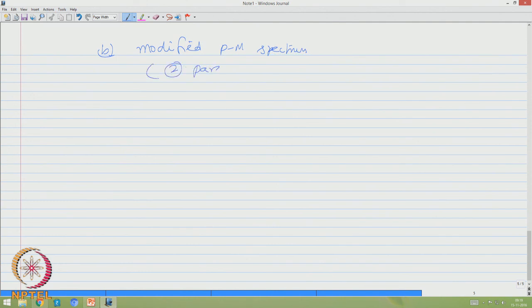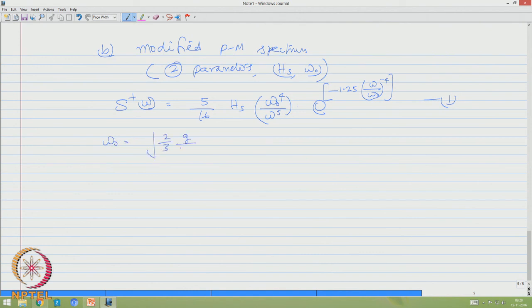This has two parameters, namely significant wave height and peak frequency. This equation is given by, where in this equation the peak frequency is given by 2/3 of g by UW, Hs is significant wave height, and UW is the mean wind velocity.